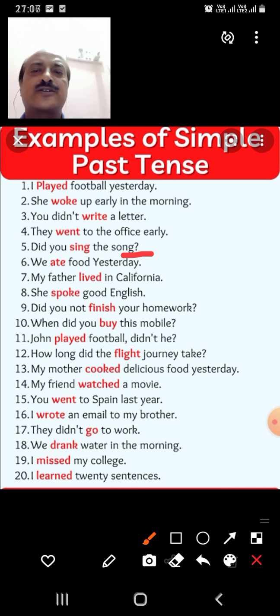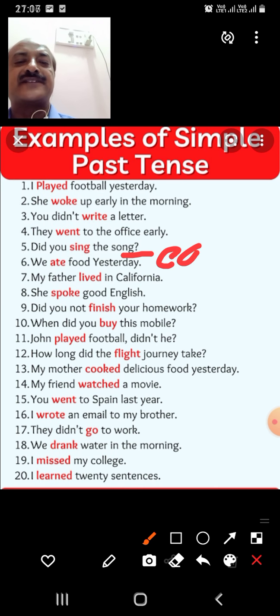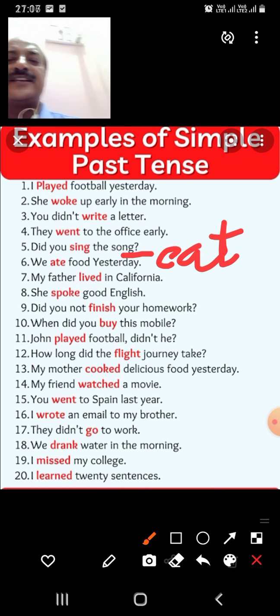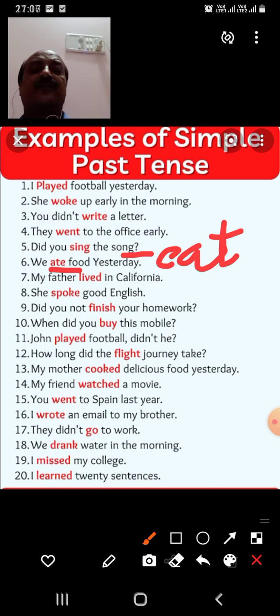I sang the song. Sang means past tense. Yes, I sang the song. Or if you say in the future, I will sing the song. That means after some time, maybe I will sing. We ate. Eat is the present tense. Let us eat. But ate is past tense. I ate food yesterday. That means it has already been over. I have already eaten the food.